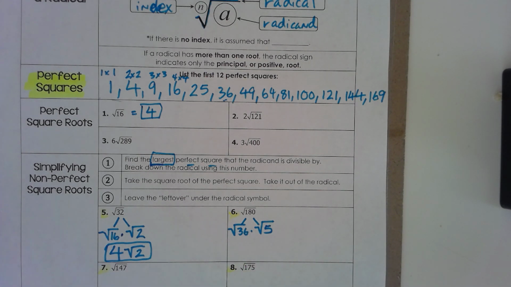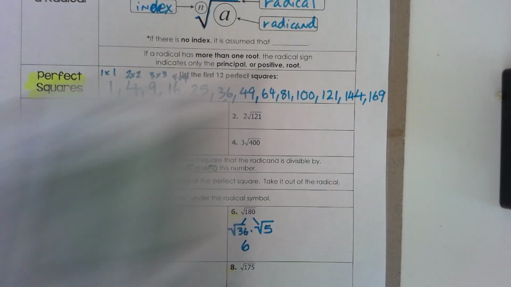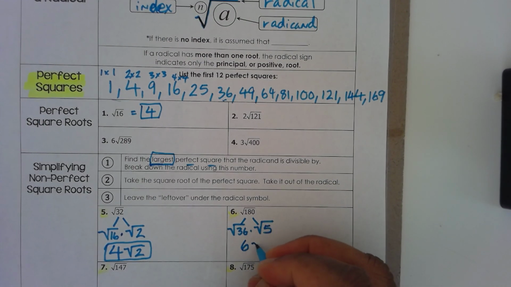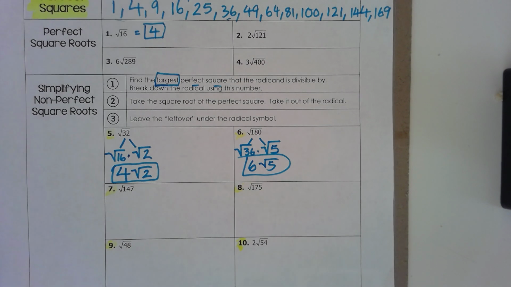And then I can just take the square root. So the square root of 36 is just 6. If I take the square root of 5, and I'll go ahead and put that in my calculator right now, I get a decimal. I don't want that, so I will just go ahead and keep it as the square root of 5. Okay? Taking a look at number 7.